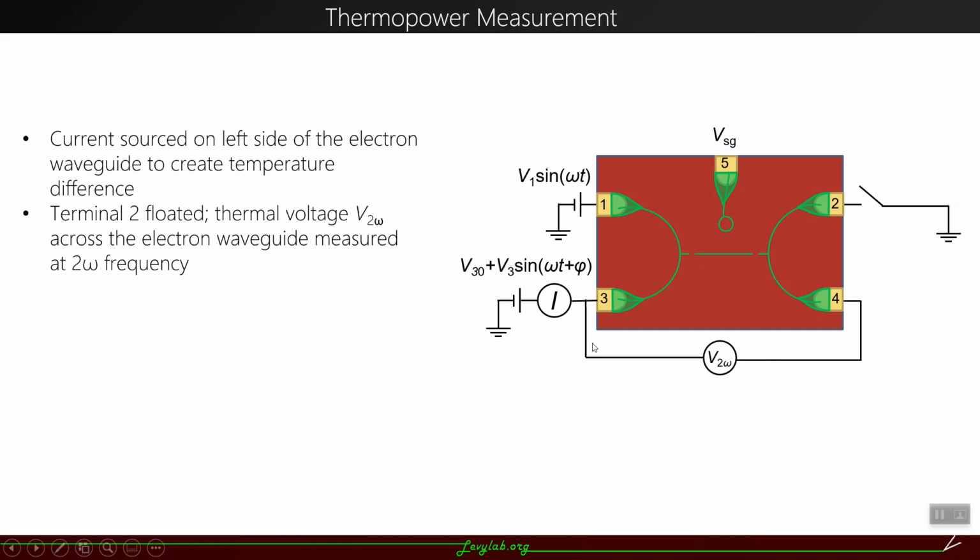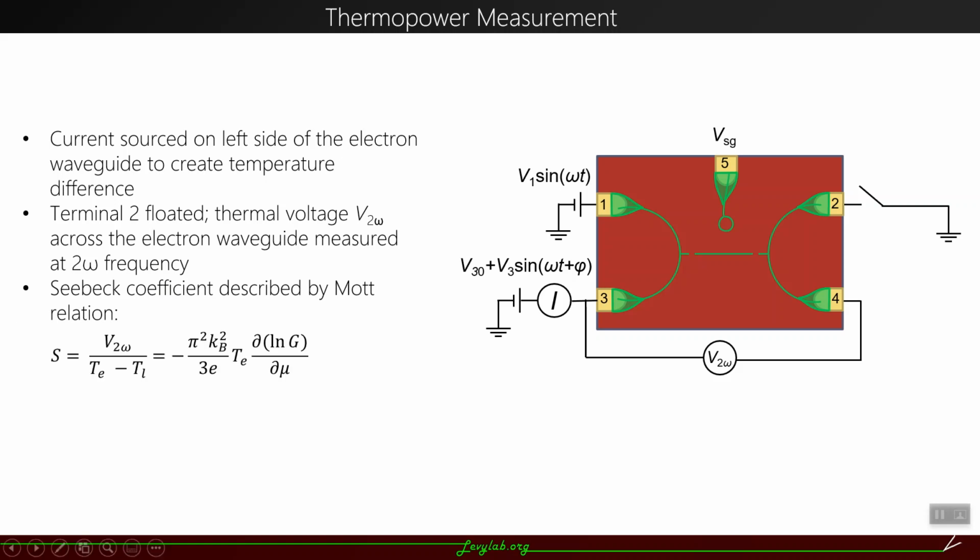And since the induced thermal voltage is due to the Joule heating, we measure the thermal voltage at 2 omega frequency. We'll use the Mott relation to obtain the Seebeck coefficient, which is given by this equation. T_L is the temperature on the left, and T_R is the temperature on the right, which in our case is estimated by the experiment temperature.